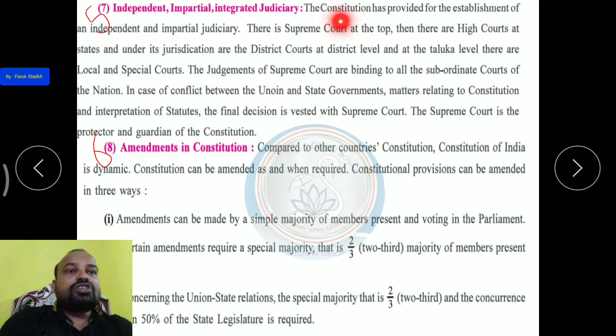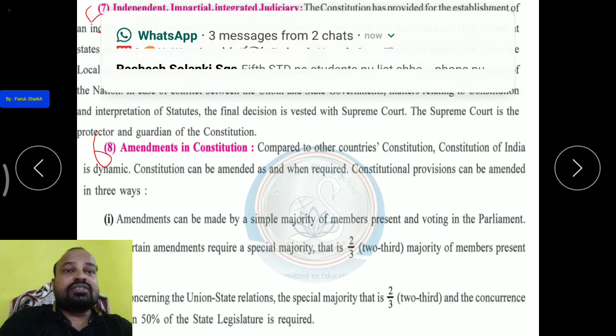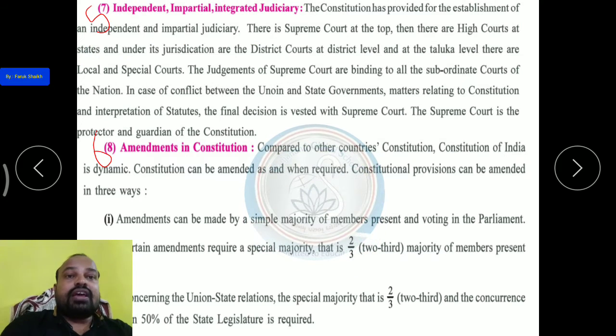The Constitution has provided for the establishment of an independent and impartial judiciary. Whenever the judges are giving justice, they are giving the verdicts without any partiality. Okay, if any crime is done by any minister's son, at that time also they keep in their mind who the criminal is. They are not looking at who he is.